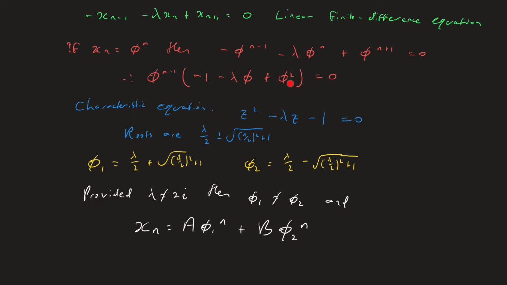The characteristic equation, simply replace phi with z. z squared minus lambda z minus 1 equals 0 has got two roots. One of them is lambda on 2 plus the square root of lambda on 2 all squared plus 1, and the other is the same thing but with this plus replaced with minus. This of course comes from the formula for the roots of a quadratic equation.